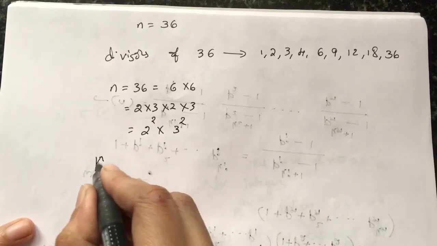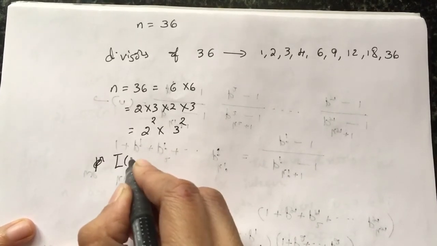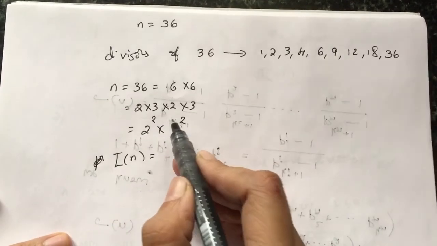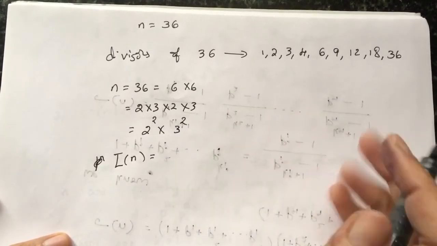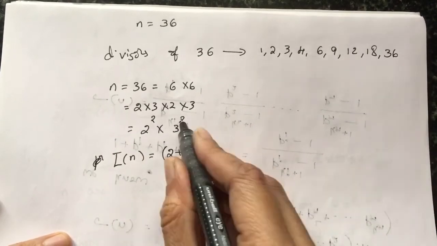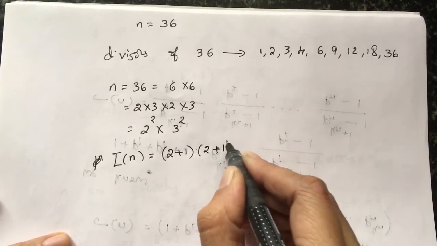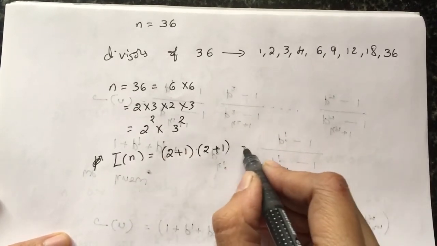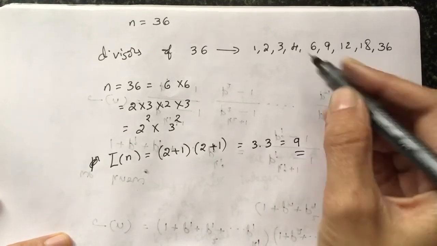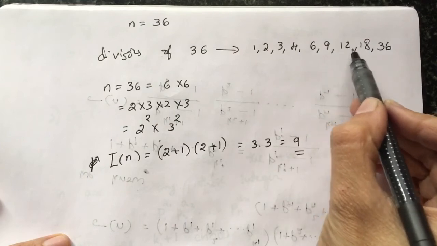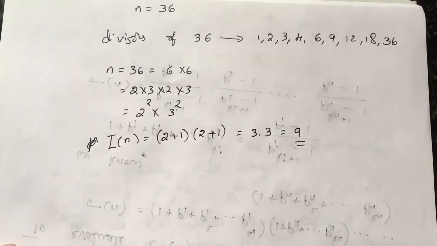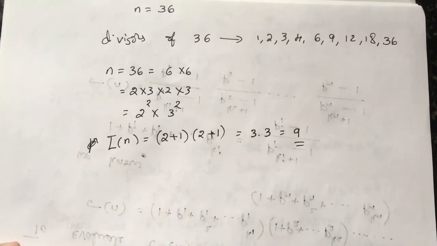Tau of n is nothing but (k1 plus 1) into (k2 plus 1), right? Here k1 is 2, so 2 plus 1, k2 is 2, again 2 plus 1. That's all, only 2 primes are there. So 3 into 3 is 9. You can check: 1, 2, 3, 4, 5, 6, 7, 8, 9. 6 appears twice, so we are considering it only once. That is tau of n.